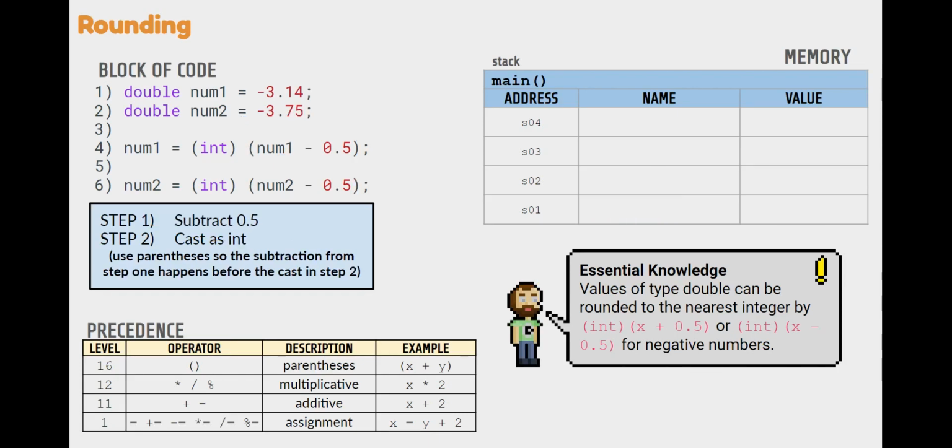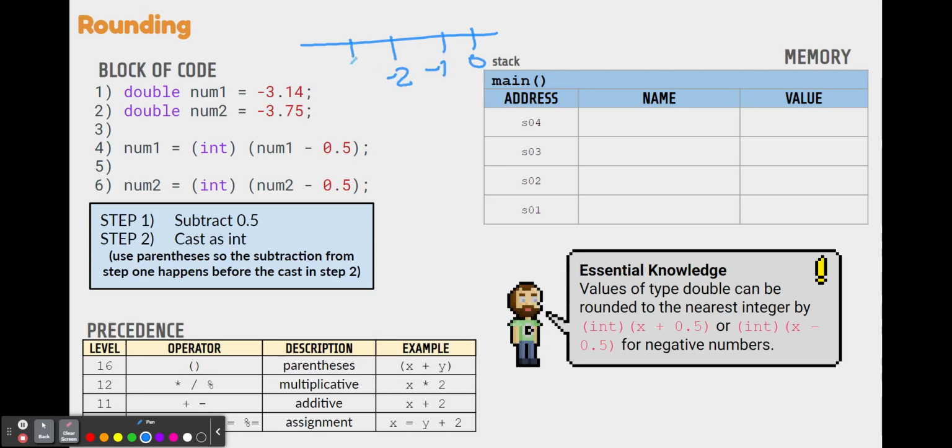Speaking of negative numbers, we're going to look at an example that features some negative numbers because we have to work a little bit different with negatives. So looking at our values, we have a negative 3.14. If we look at a number line, remember our negative numbers are going to be to the left of 0. And so if we have a negative 3.14, that actually needs to round up to a negative 3. And a negative 3.75 needs to round down to a negative 4. So it's the opposite because our numbers look like they're going the opposite direction than we're used to.